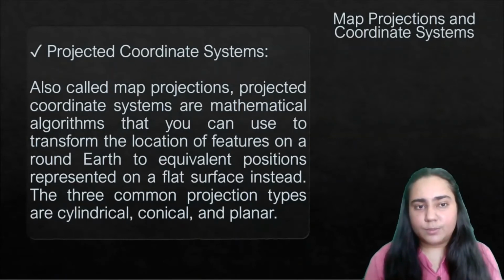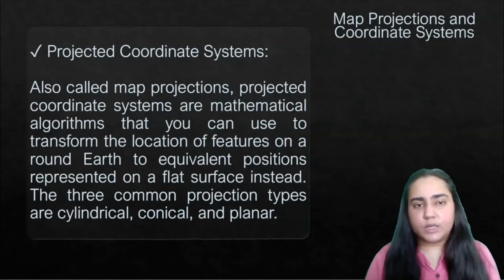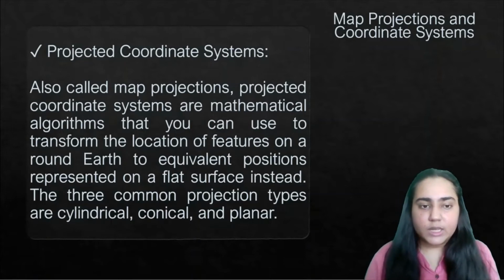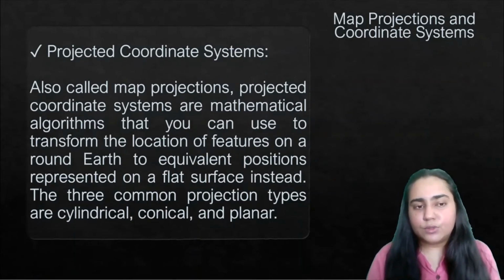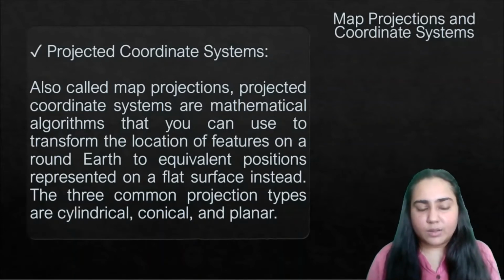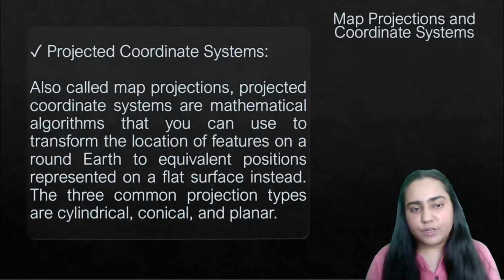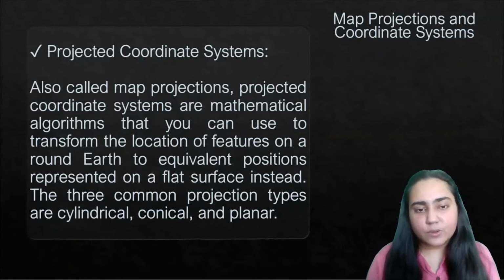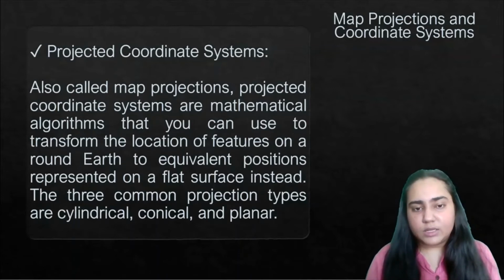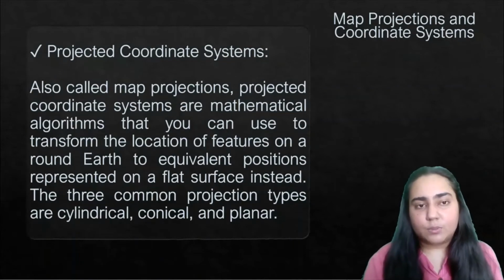Okay, so map projections, which are projected coordinate systems, allow you to represent the location of features which are on a round-shaped Earth on a flat surface like a map. And it's quite accurate. And to do that, you use three commonly used types of projections, which are cylindrical, conical, and planar.